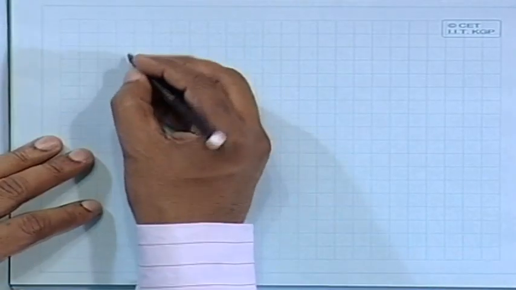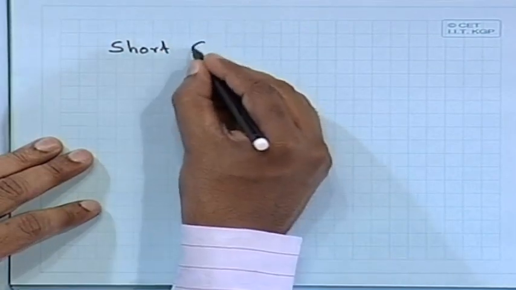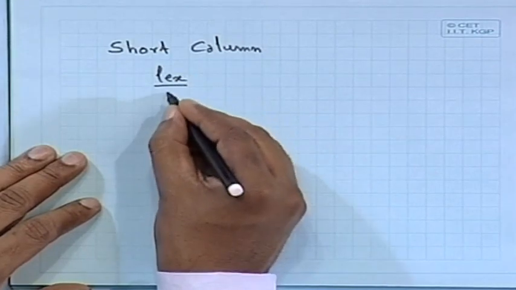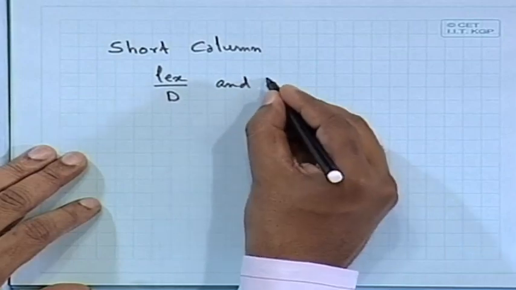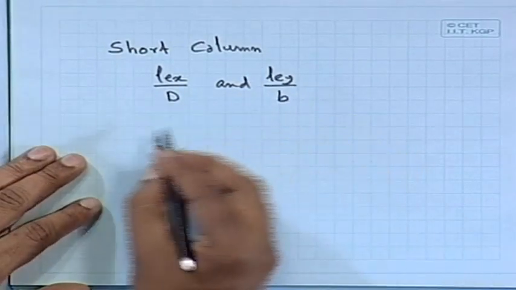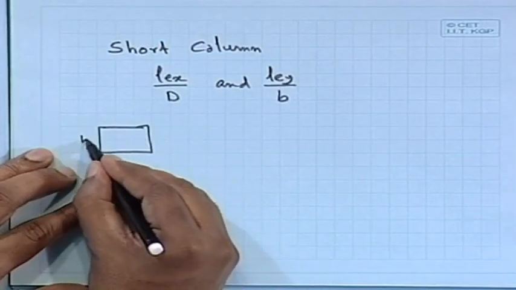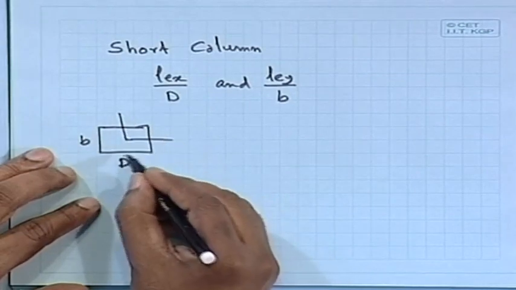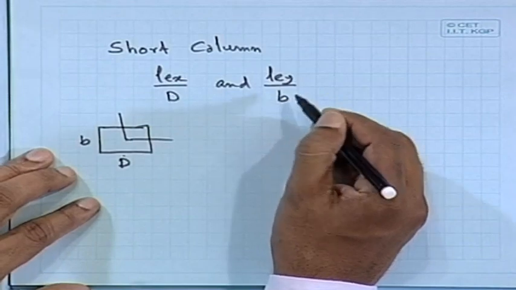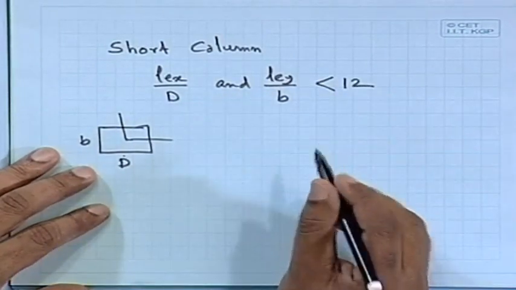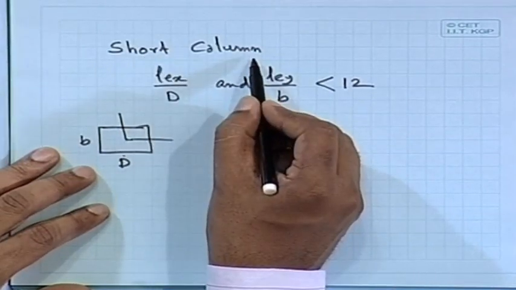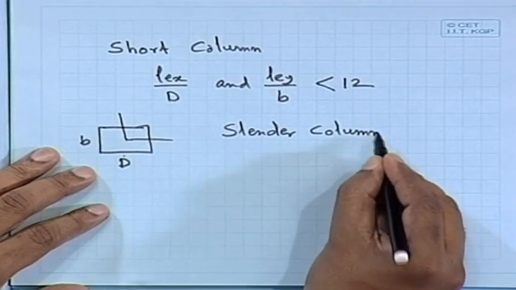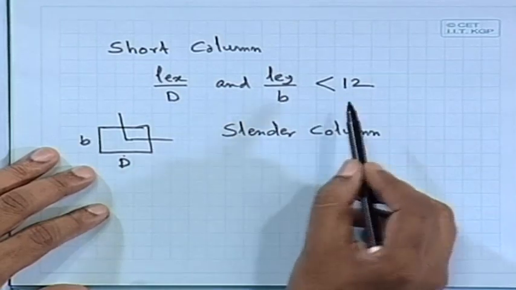So, what is a short column? Short column here: Lex by D and the other axis Ley by B, say we are talking about a section B and D. So, if we take care of this one, Lex by D and Ley by B less than 12, then we shall call that one a short column. Otherwise, it is a slender column. If Lex by D and Ley by B are greater than 12, then we have to take care of that one as a slender column.